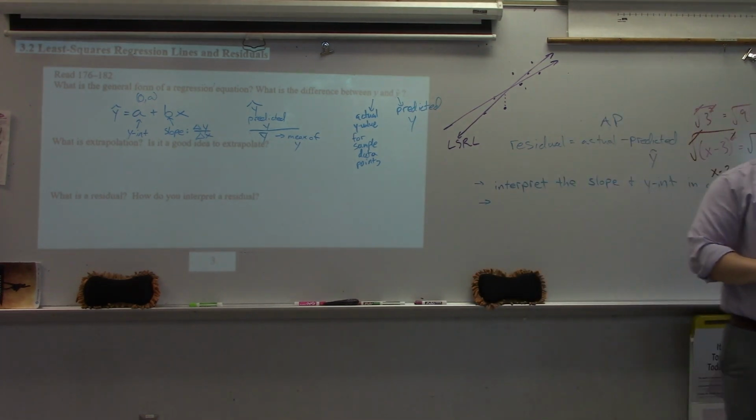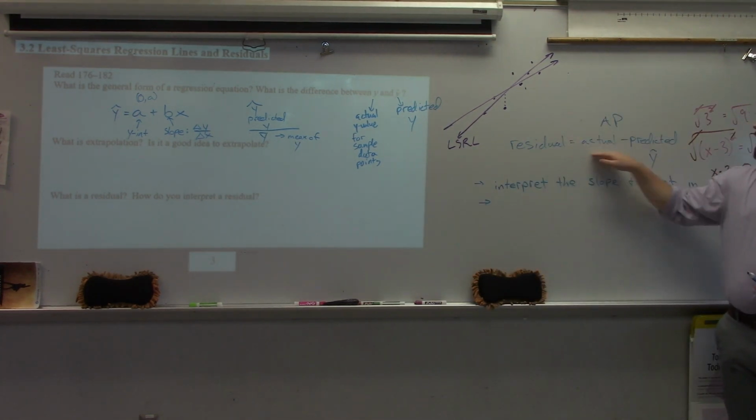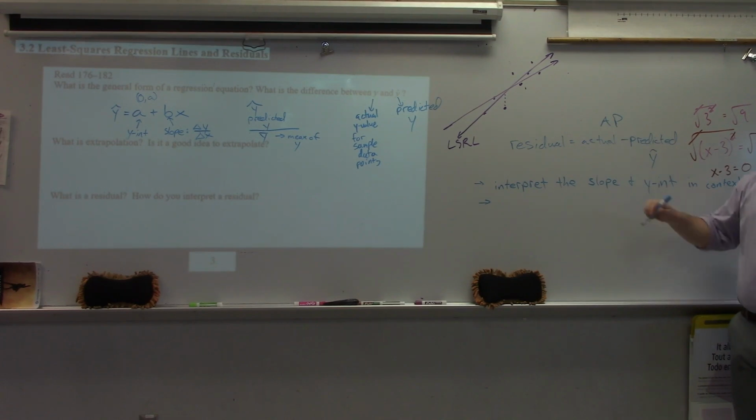So a thing to notice is when we say residual, actual minus predicted is good, but remember the actual is y and the predicted is y hat. That's another way to write the residual. So y minus y hat, actual minus predicted.